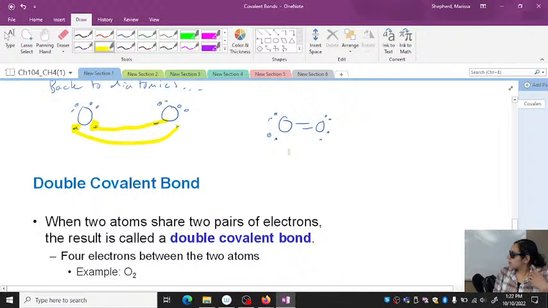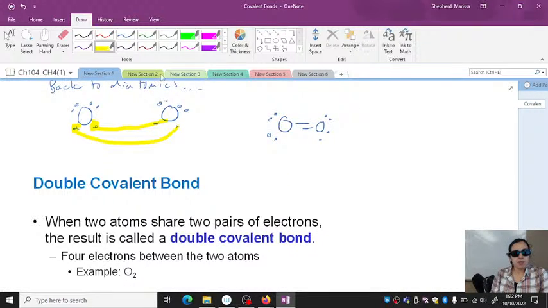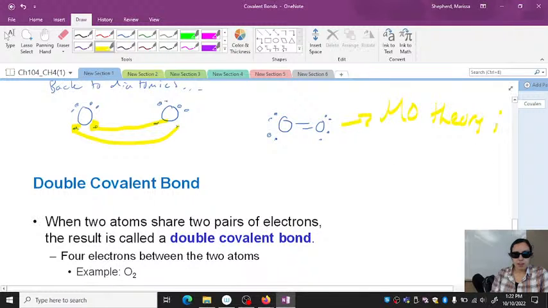Let's see. I'll mention it now because we don't talk about orbitals in this class. But what's really cool about oxygen and this structure is that eventually you could also apply MO theory to it, and it would explain why oxygen is paramagnetic. So that's a fun fact for y'all.